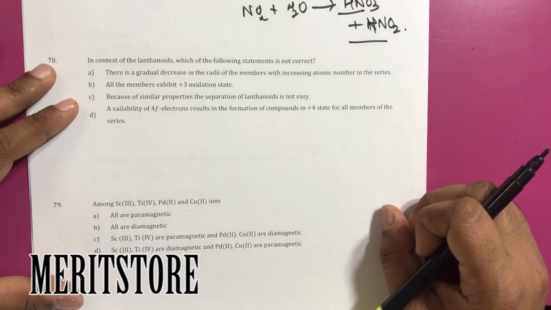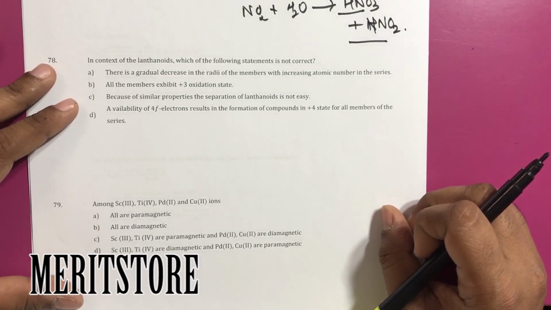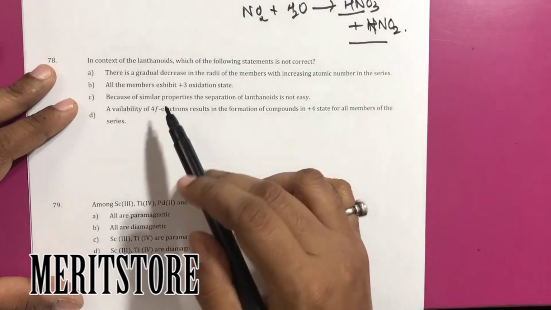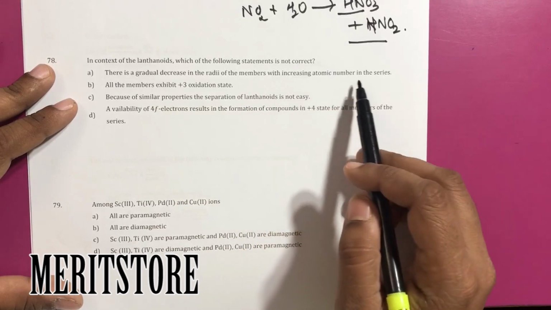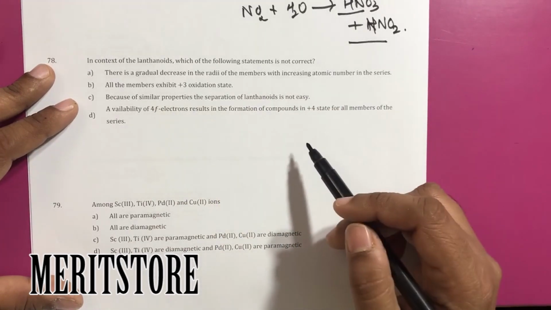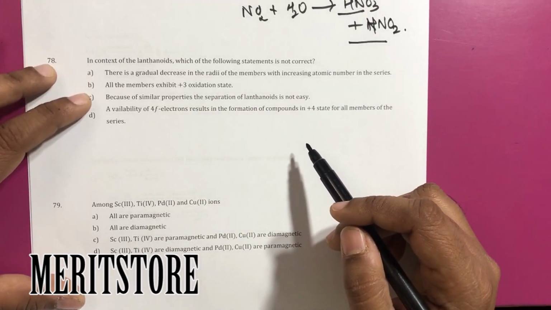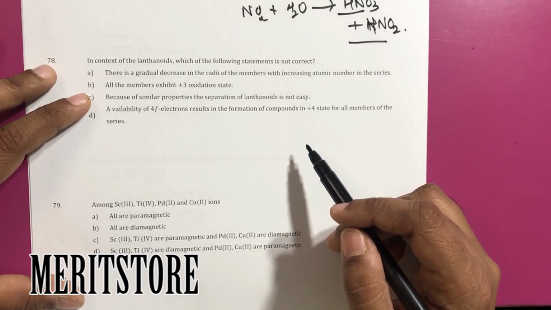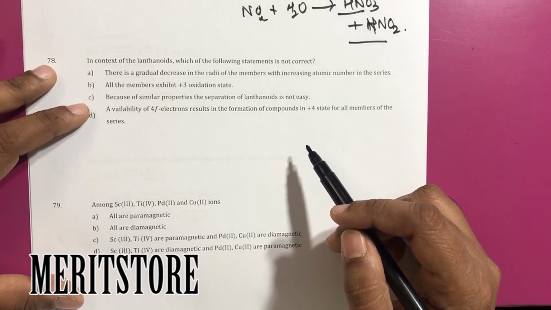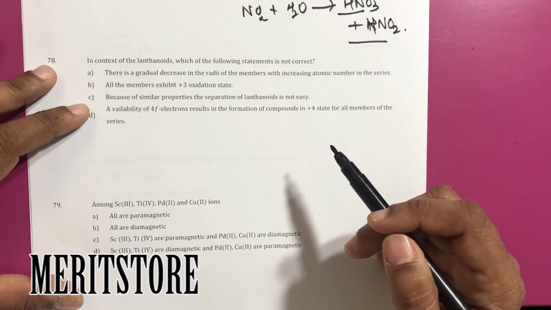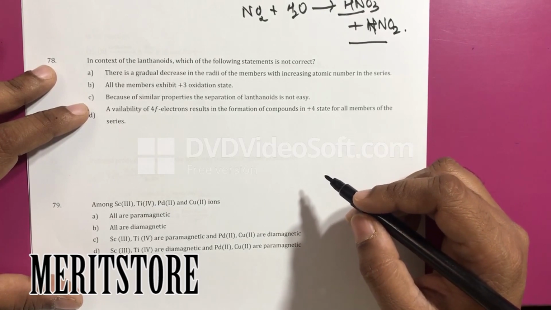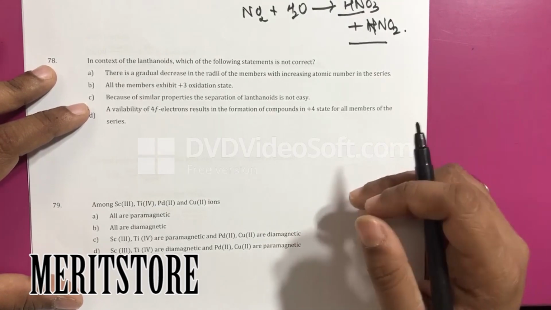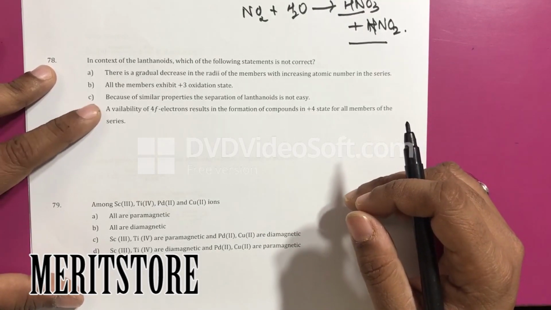Question number 78. In the context of lanthanoids, which of the following statements is not correct? There is a gradual decrease of the radii with increasing atomic number. Left to right atomic radius decreases. This is a correct statement. All members form the +3 oxidation state. Yes, because they have 2 electrons in the 6s and 1 electron from the 4f orbital, which will be lost to easily give the +3 oxidation state.